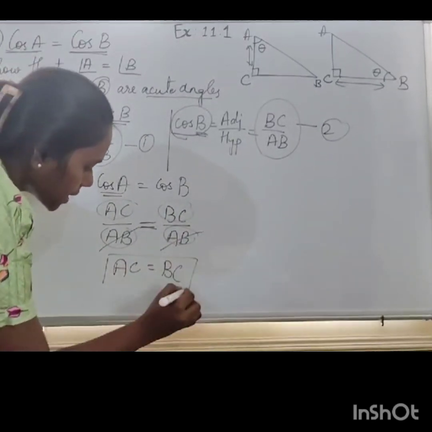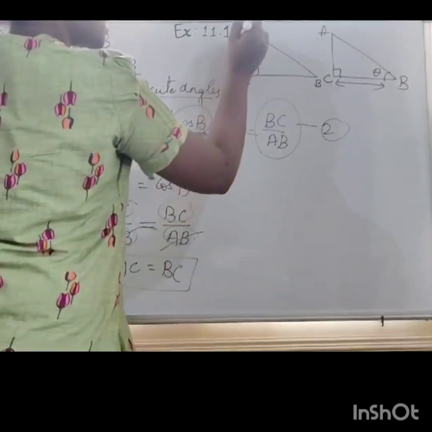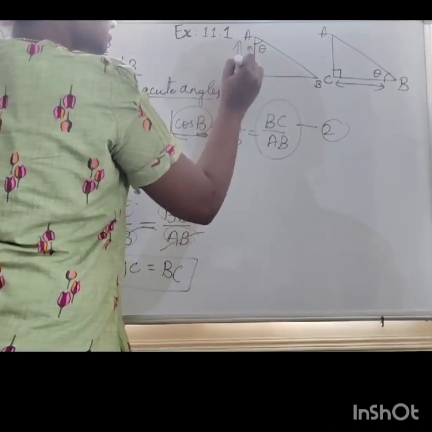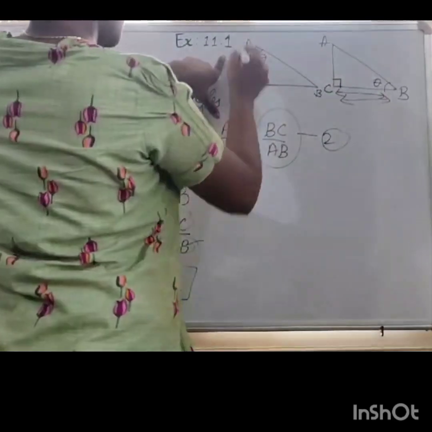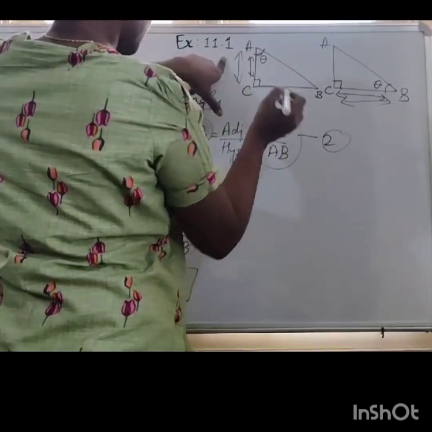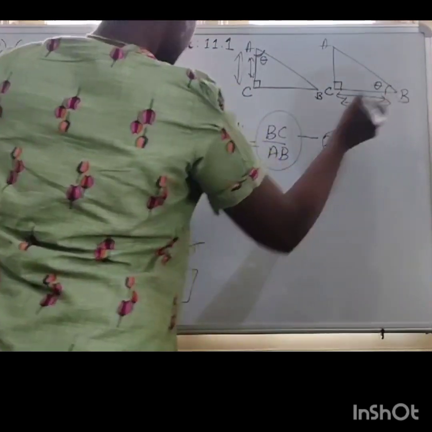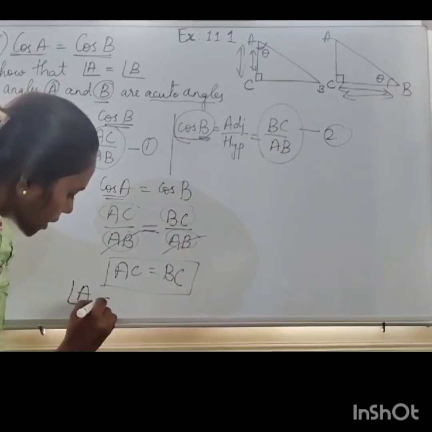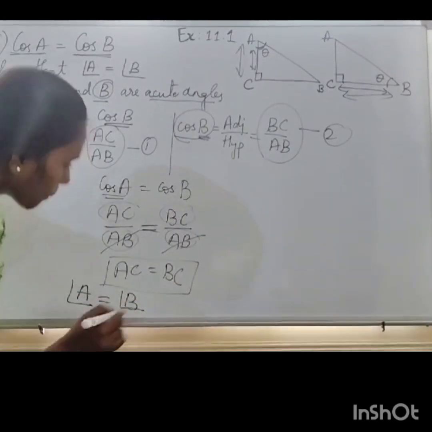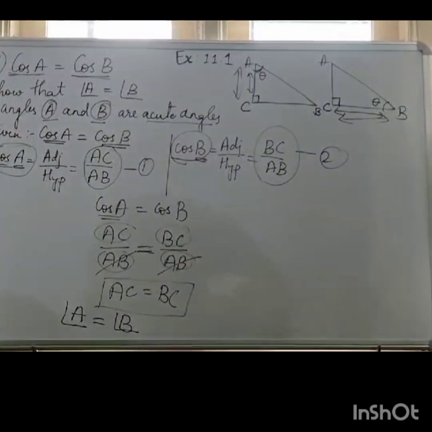So these are the sides. It is saying that this AC is equal to this side BC. So for this side, the acute angle is A. For this side, it is B. Hence, it is proved that angle A is equal to angle B. So this solves our sixth question.